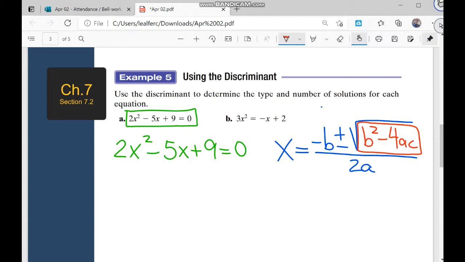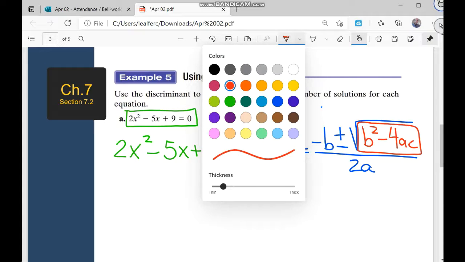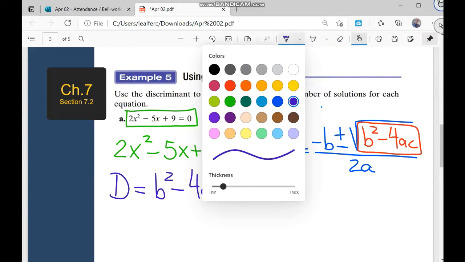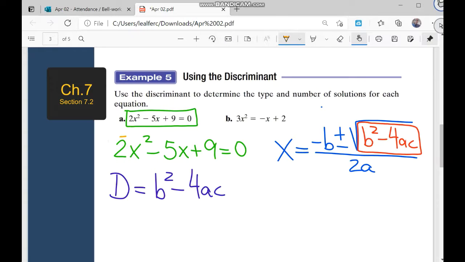So let's calculate only the discriminant, okay? Discriminant equals b squared minus 4ac. This is the formula of the discriminant, only the thing that's inside the square root. Find a, b, and c. We need to identify them in the equation.